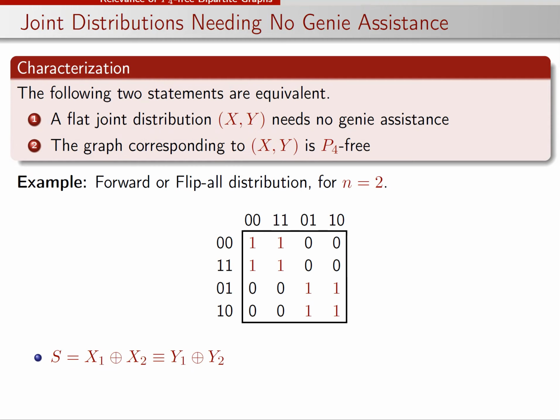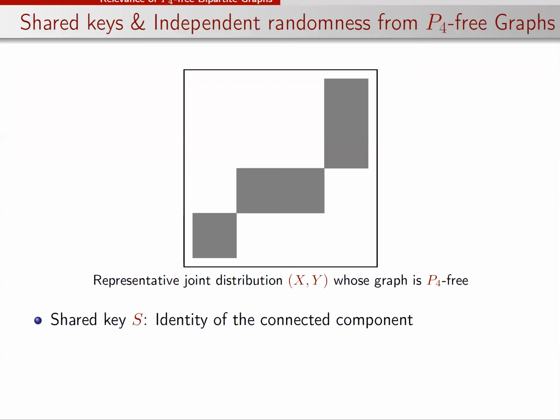Clearly, this graph is P4-free since it is a disjoint union of 2 rectangles, and the key is the XOR of the 2 bits. Okay, so for Alice, it is the XOR of X1 and X2. For Bob, it's the XOR of Y1 and Y2, and they are the same. And Alice and Bob's private randomness can be derived by outputting their first bit. Okay, so I_A equals X1 and I_B equals Y1. And this can be generalized to any P4-free graph.